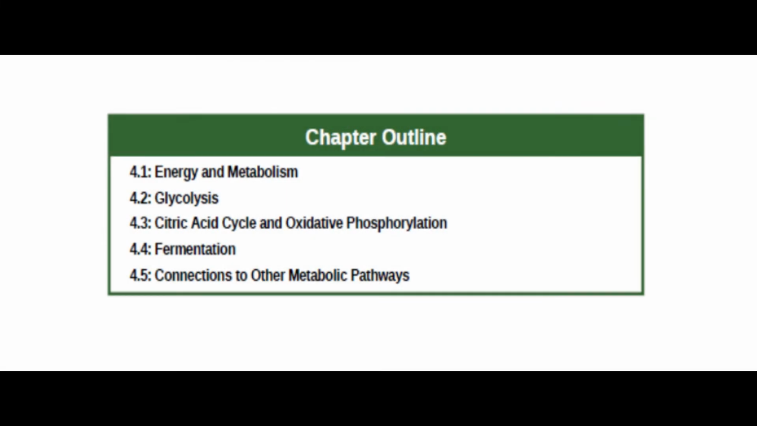Chapter Outline. Section 4.1. Energy and Metabolism. Section 4.2. Glycolysis. Section 4.3. Citric acid cycle and oxidative phosphorylation. Section 4.4. Fermentation. Section 4.5. Connections to other metabolic pathways.